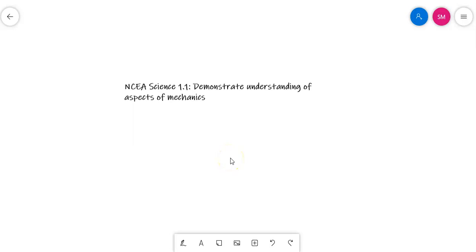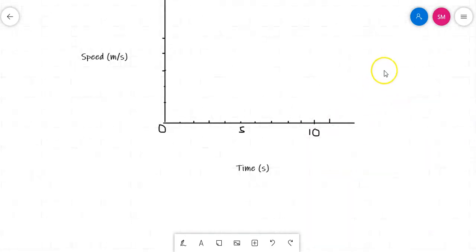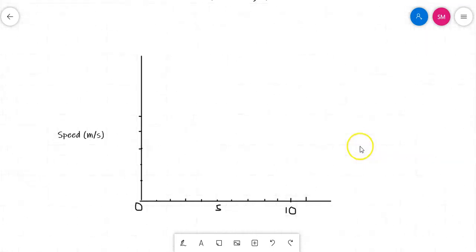Kia ora koutou. Welcome to this next video of Science 1.1 Demonstrate Understanding of Aspects of Mechanics. Today we will be looking at speed time graphs. So in the past we've looked at distance time graphs, today we're going to be looking at speed time graphs.